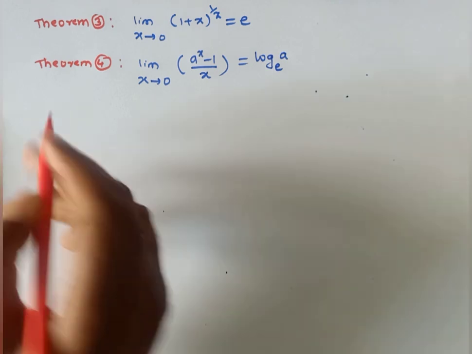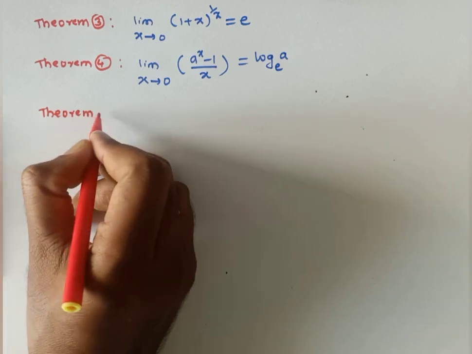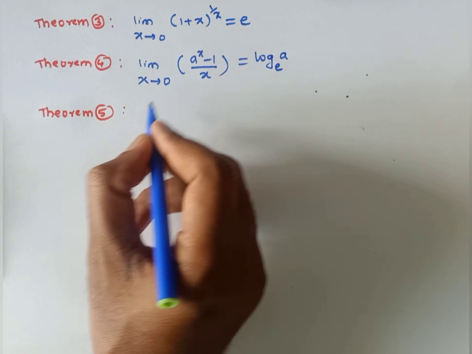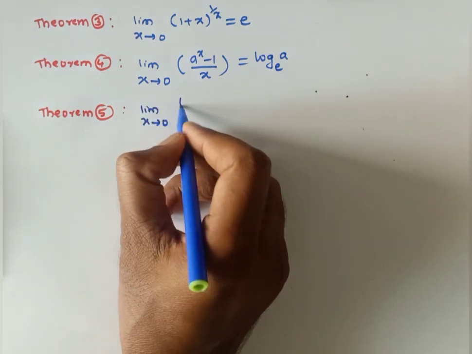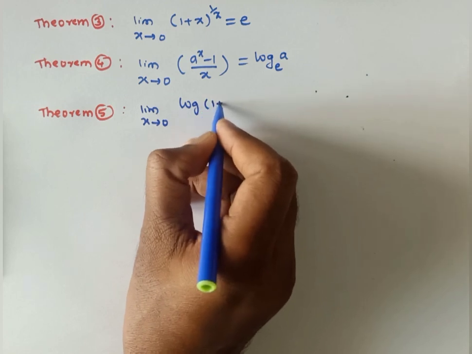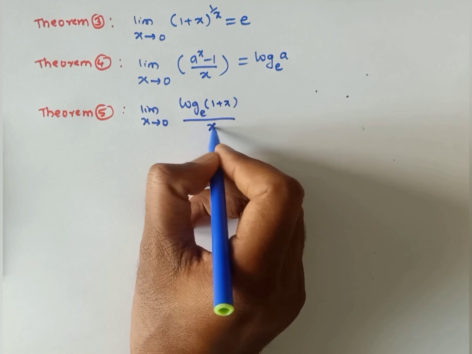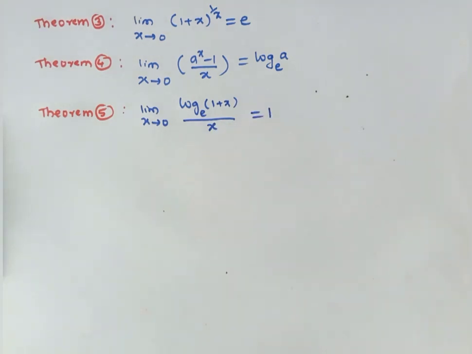And the last one, that is theorem 5. Limit x tends to 0, logarithm of 1 plus x to the base e by x is 1. So these are 3 more theorems, without proof. But you also need to remember these three formulas.